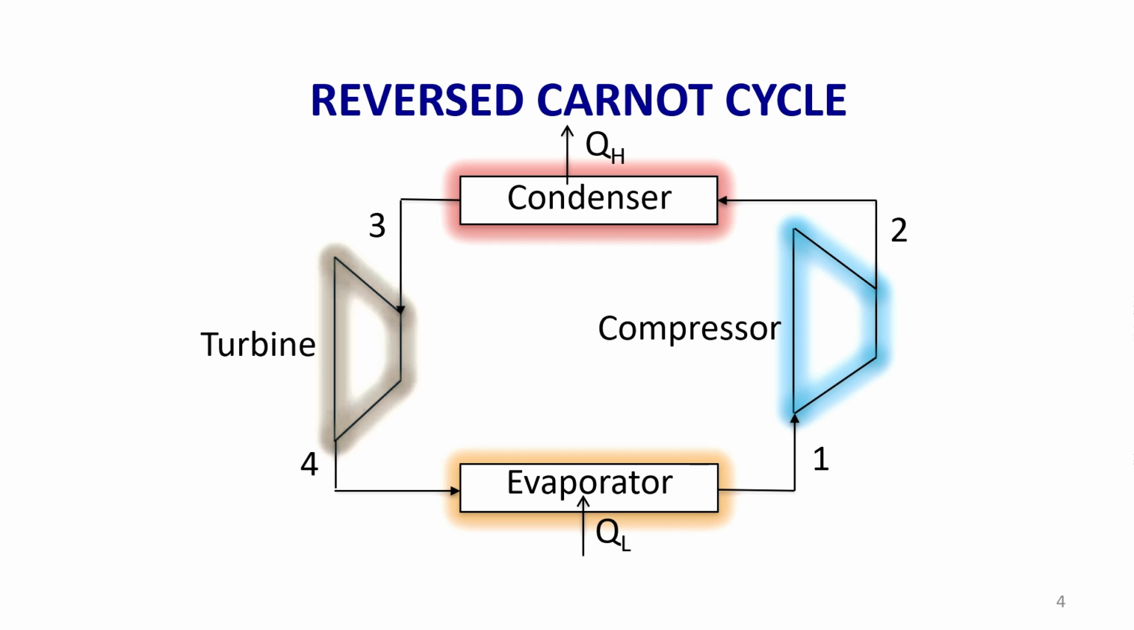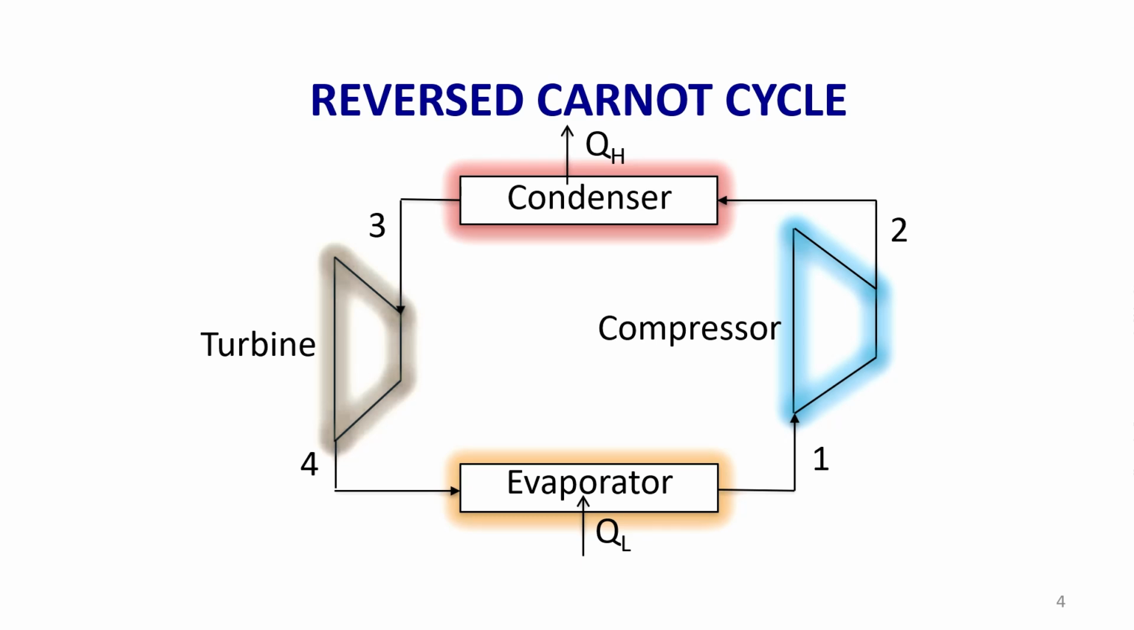Just to recollect, the Carnot cycle consists of two isothermal processes and two isentropic processes. So there is one heat addition and one heat rejection, both taking place at constant temperature, and two isentropic processes. As I have told before, all the power producing cycles have the arrow marks in the clockwise direction, and the power absorbing cycles have the arrow marks in the anti-clockwise direction. So here this is the reversed Carnot cycle.